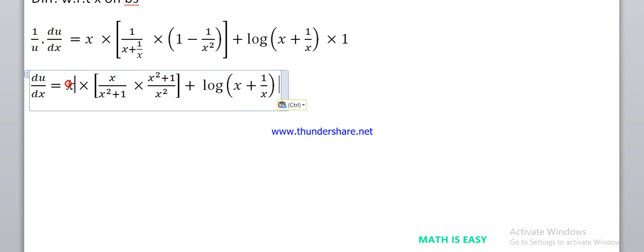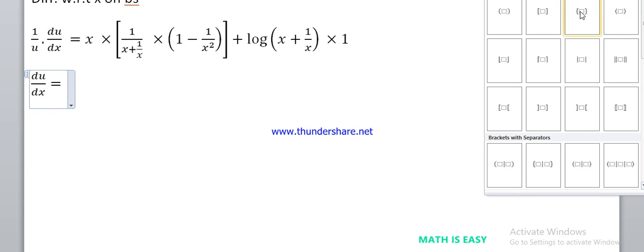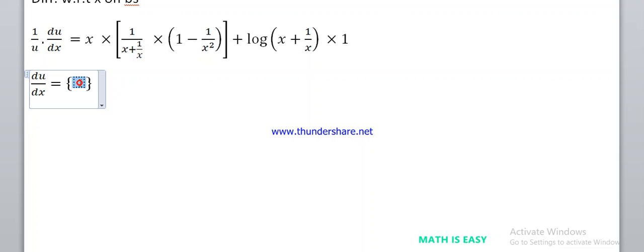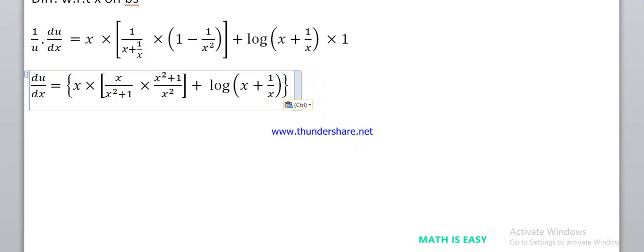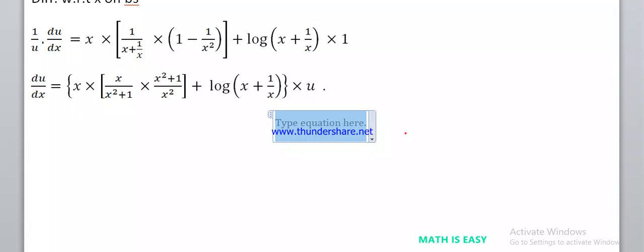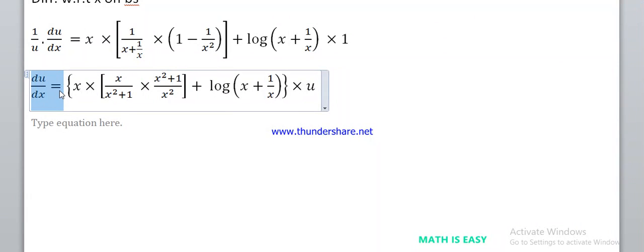This 1 by u will go as multiplication with each and every term. So just a minute, maybe I'll go by this curly bracket. So this here you will get multiplication with u. Let me see if I can do any further simplification. So what do you get if I do this? du by dx will remain same.